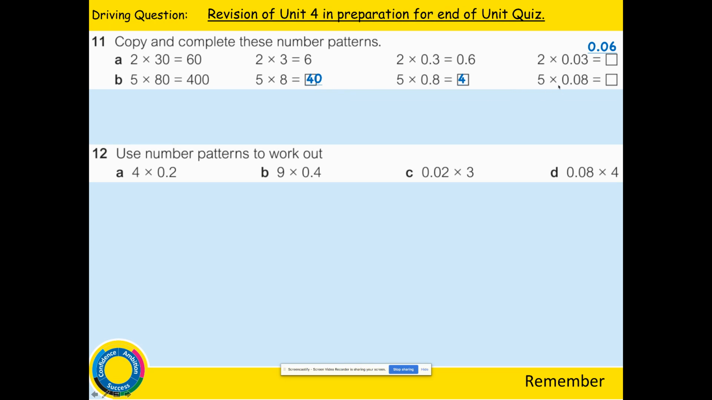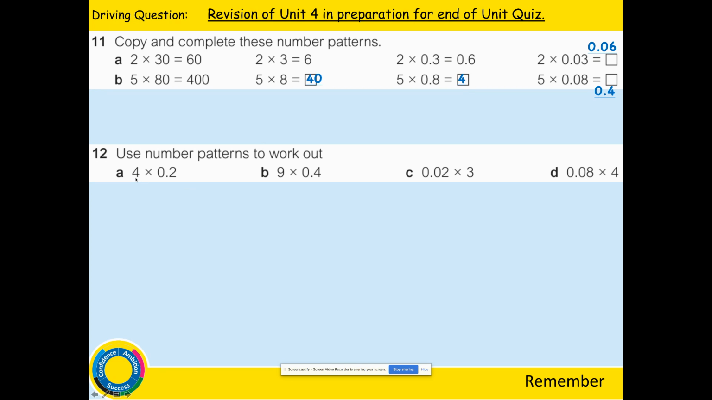Okay, so for the last one, 0.08. So that means this 0.8 has been divided by 10. The 8 has moved over into the hundredths. That 0 has moved over into the tenths. And we filled up with another 0. So that means this answer needs to be divided by 10. Make it 10 times smaller. So it's going to move over into the tenths. And we're going to put a 0 in the ones column. So 5 times 0.08 is 0.4.